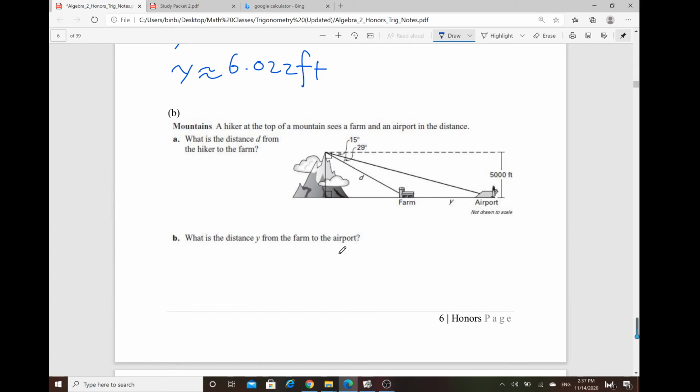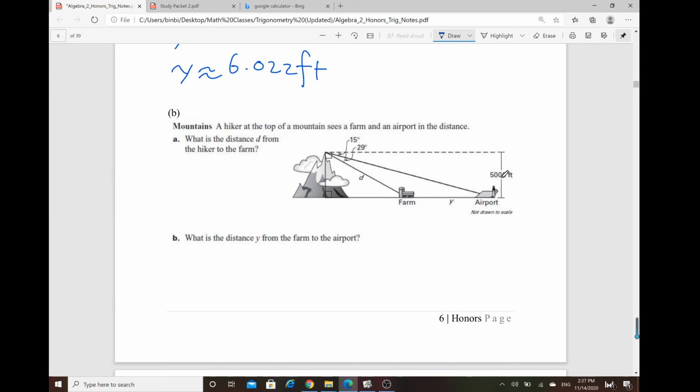And here's the one for the mountain. It's about the altitude, elevation. A hiker at the top of the mountain sees a farm and the airport in the distance. Let's say that you go up to Mission Peak and you want to look down, so you'll see a lot of the places from far away. What's the distance d from the hiker to the farm? So this one, the distance from the hiker all the way to the farm. There are a couple of variables that we need to solve here, so we do have y and d. Got to be careful with this.